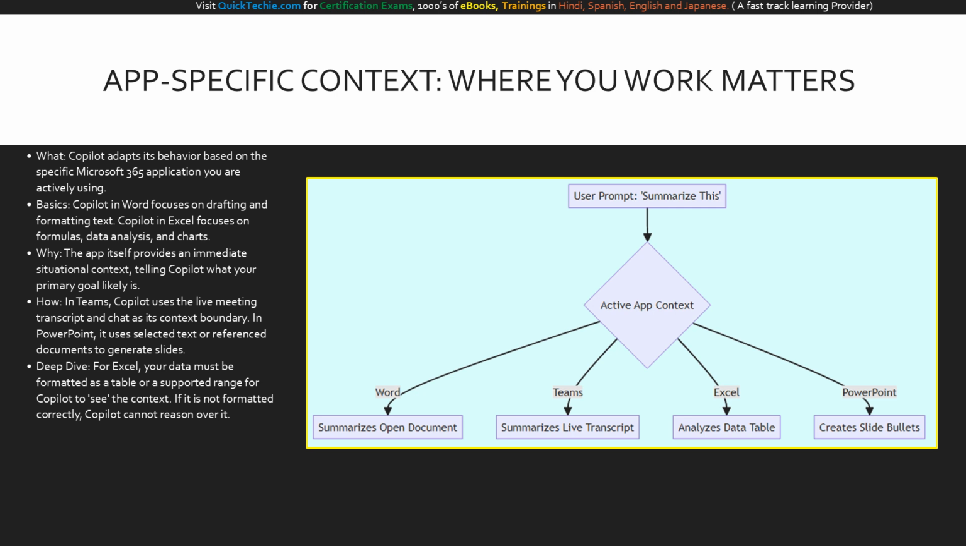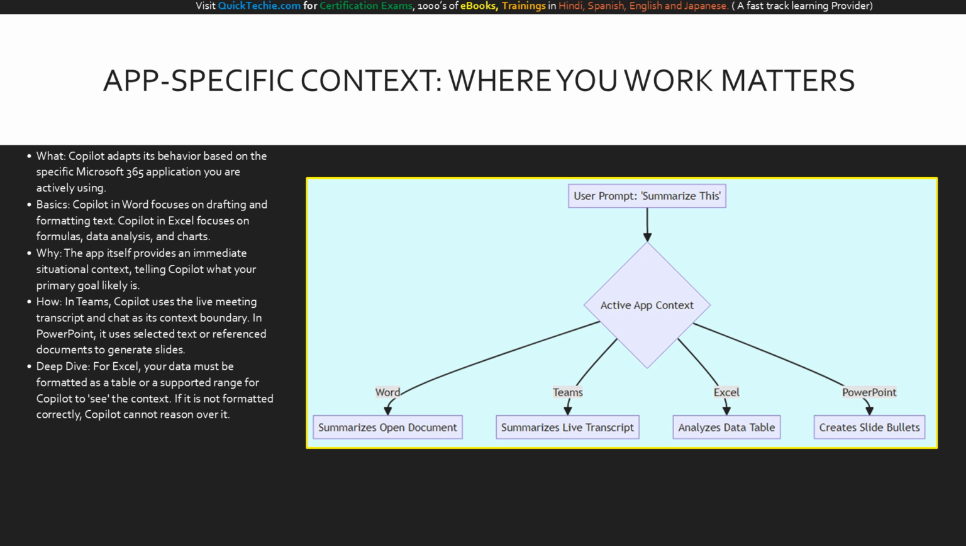In Excel, the context demands structured data. Your information must be in a formatted table for Copilot to interact with it, allowing you to generate charts and analyze trends. In PowerPoint, the context shifts to visual storytelling, allowing you to reference a Word document and immediately spin it out into a slide deck. Understanding your app context ensures you don't fight the AI, but flow with it.